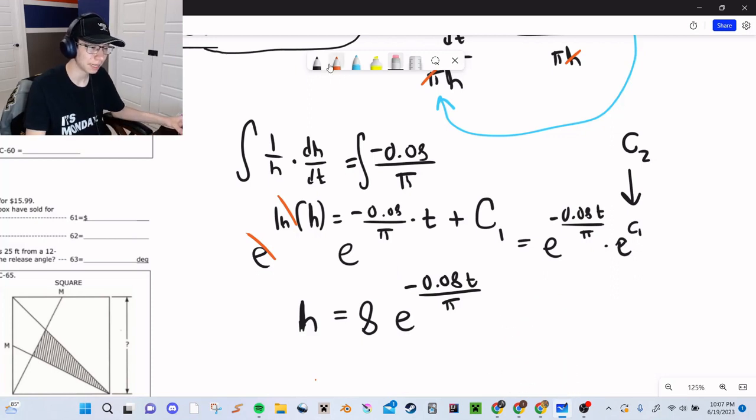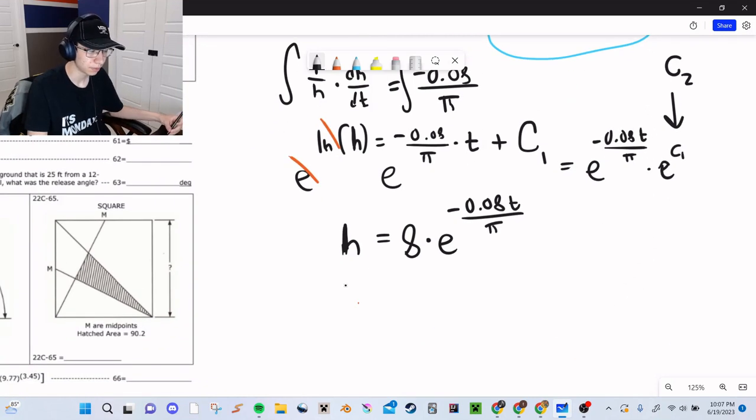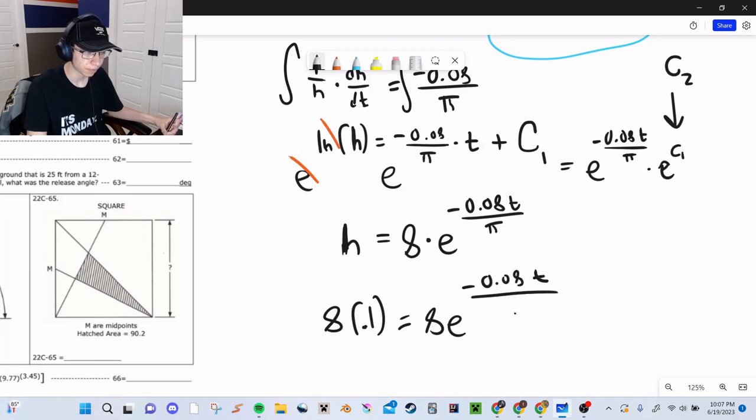And now I have my completed formula. So I want to know how long it takes for 90% of the volume to drain. So that would be like only 10% of its initial height of 8 remains. Set that equal to this, and solve for t.